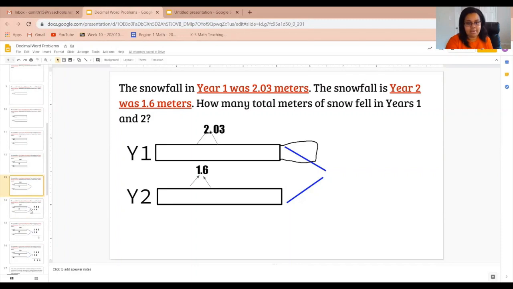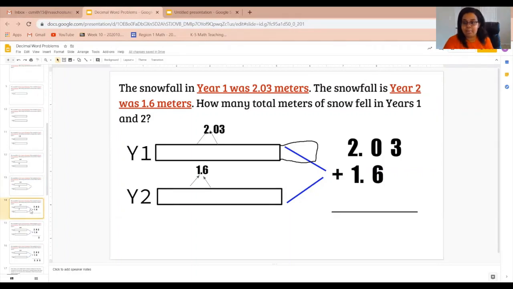So on your paper, let's go ahead and set that problem up using the standard algorithm. Now, you'll see on here that the decimal numbers are lined up. And when adding or subtracting decimals, you may have heard your teacher say before to make sure your decimal numbers are lined up. But why does your teacher tell you that? It's important to keep your numbers lined up because if I move a number to a different place, it could change the value of that number significantly.